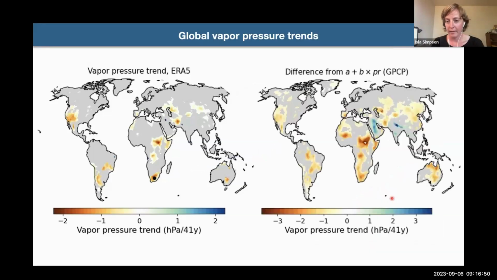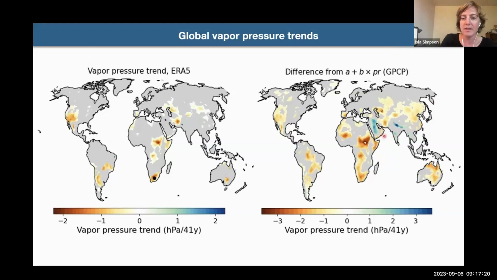So here's what you get in the CMIP6 models when you account for precipitation trends in this way. And now we have many more regions that jump out as being distinct from the model distribution, including a much larger fraction of Australia. Almost all of these regions are negative in the sense that the vapor pressure trend is relatively negative compared to what the models suggest it should be. There's just a couple of regions where the opposite is true.